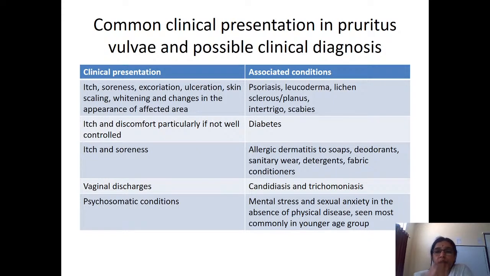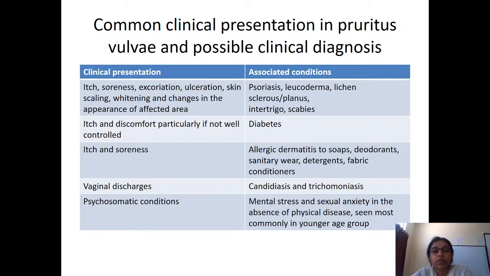Coming to the most common clinical presentations and the possible clinical diagnoses in those presentations. If any woman has an itch associated with soreness, excoriation, ulceration, as well as a certain amount of skin scaling and whitening changes, we need to think of either psoriasis, leukoderma, lichen sclerosus or planus, and even infestations like scabies and intertrigo. And if it is an itch and discomfort, particularly if not well controlled, with recurrent episodes of itch and discomfort associated with vaginal discharge, we need to think of diabetes.